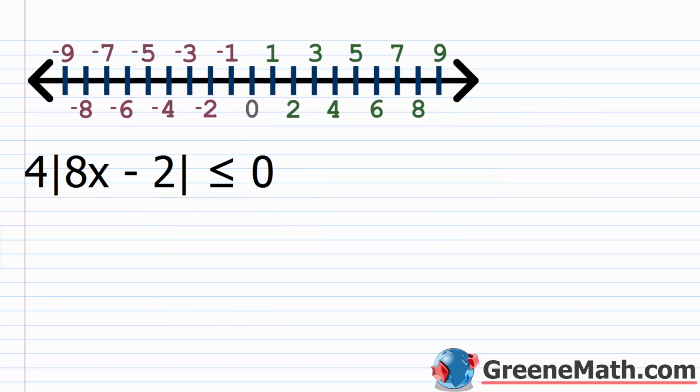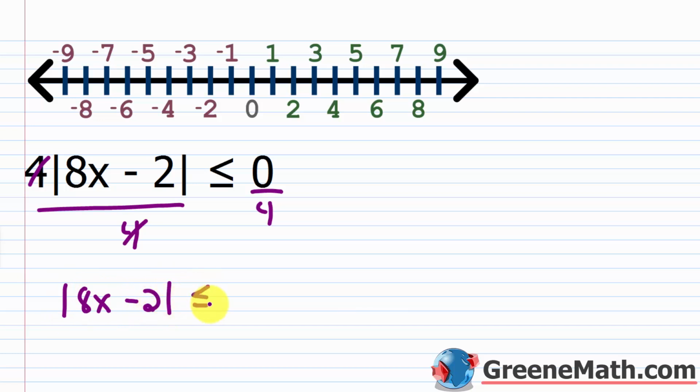So we have 4 times the absolute value of 8x minus 2 is less than or equal to 0. So again, I can divide both sides by 4 so that I can isolate the absolute value operation. So this cancels. I get that the absolute value of 8x minus 2 is less than or equal to 0 over 4 is 0. Now, the only way, again, that this works is if we set this expression here, 8x minus 2 equal to 0.